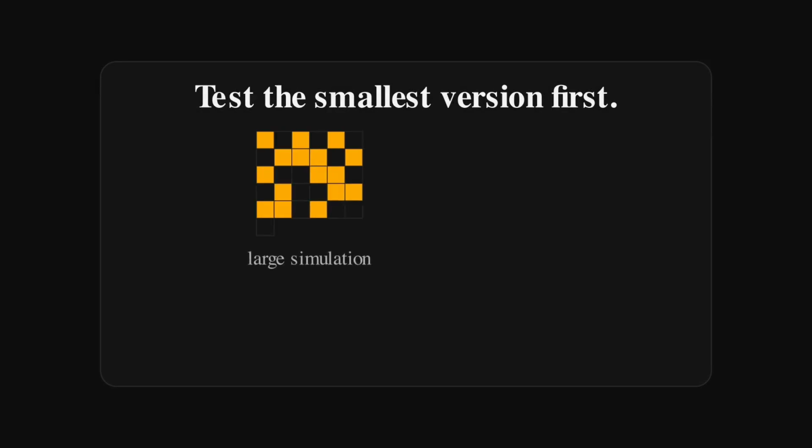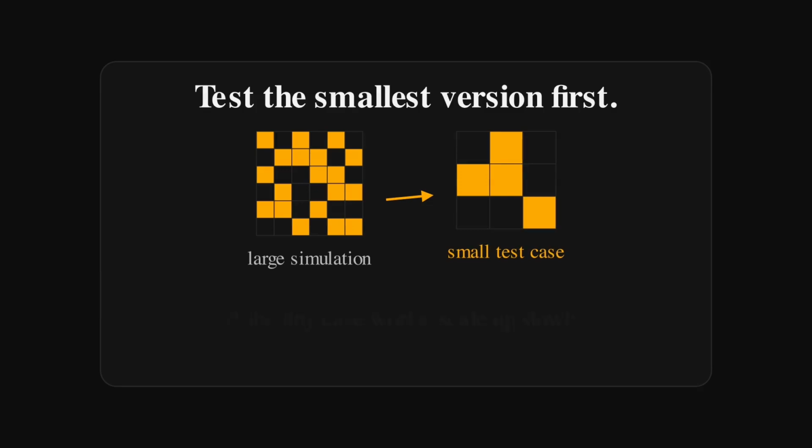Large simulations are hard to debug because too many things are happening at once. So we start small. Instead of testing a large grid first, we test a tiny grid. A small test case is easier to understand. If the tiny version works, we can slowly scale up.